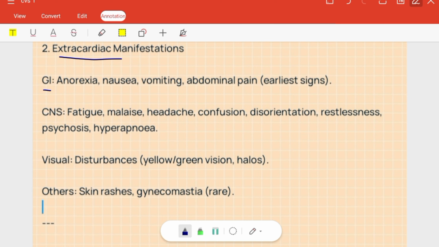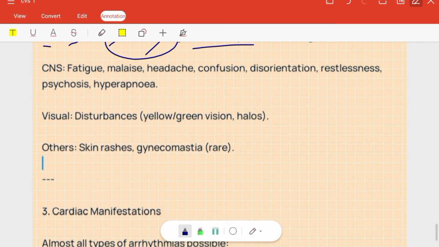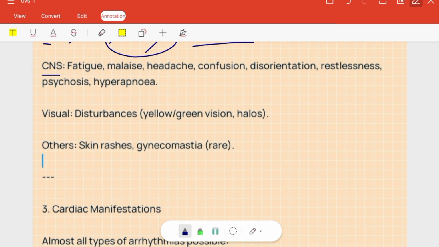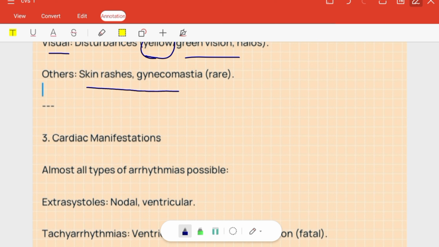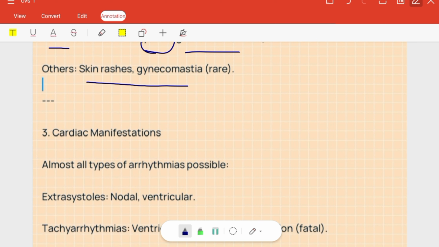In this we have the GI causes, which are anorexia, nausea, vomiting, which we saw is because of CTZ stimulation. Next is abdominal pain. In CNS stimulation, we already saw it causes fatigue, headache, confusion, disorientation, restlessness, psychosis, and hyperapnea. It also causes visual disturbance, which is a green yellow vision. Other adverse effects are skin rashes and gynecomastia, which is rare.